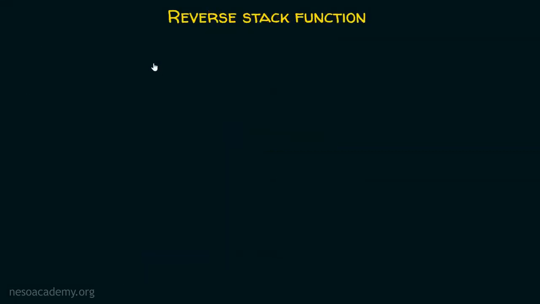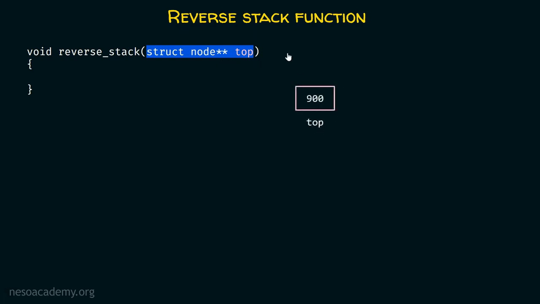And here in the reverse stack function, you can see that I have declared a pointer which is a double pointer. You can see a double star over here, right? And this is how our pointer looks like. This pointer will receive this address 900. After the call to the reverse stack function, this top pointer will receive this address 900, which is the address of the top pointer of the original stack. This top pointer is local to this function. Please remember this. And also this is a double pointer, which is a pointer to a pointer.